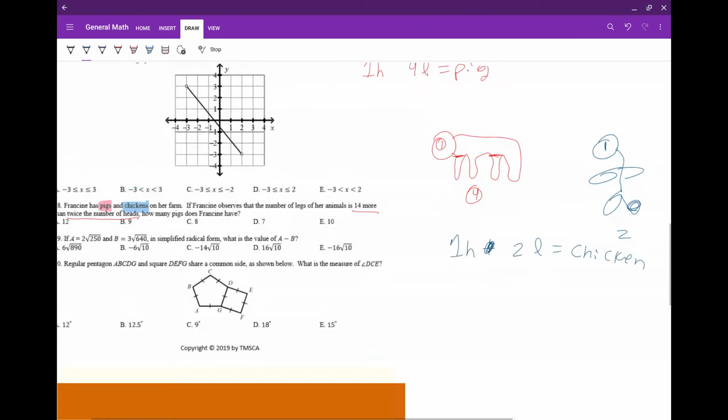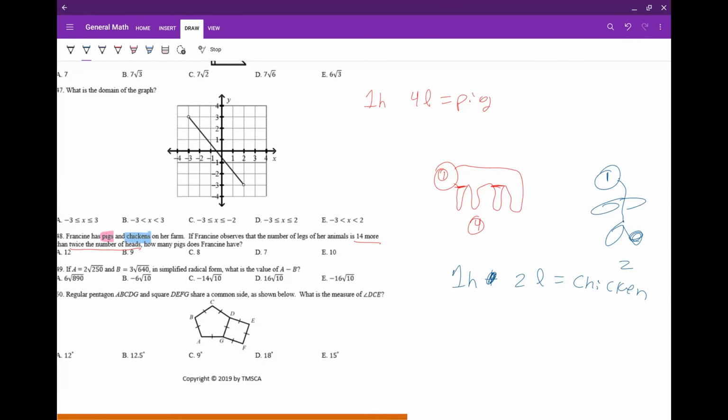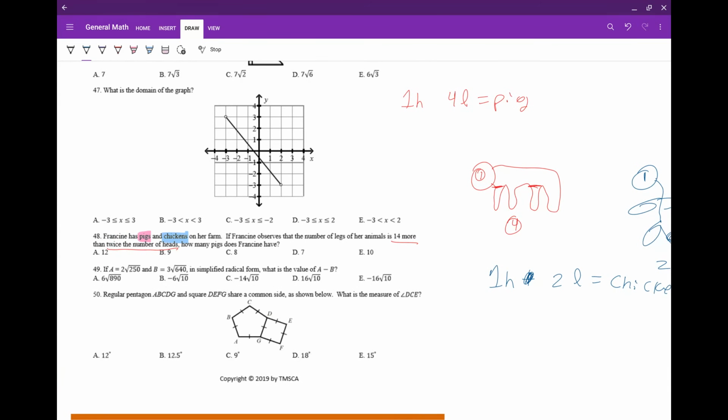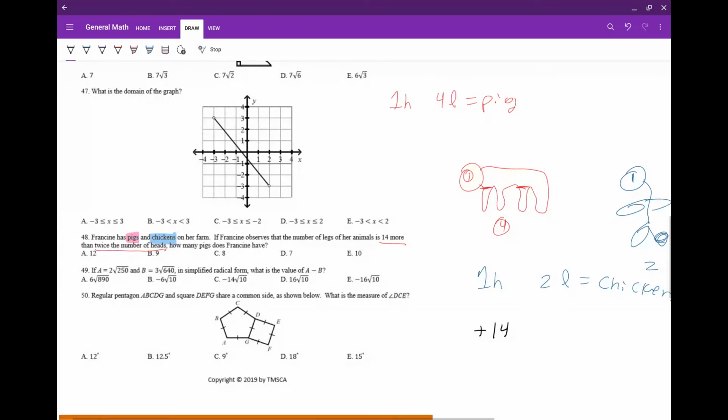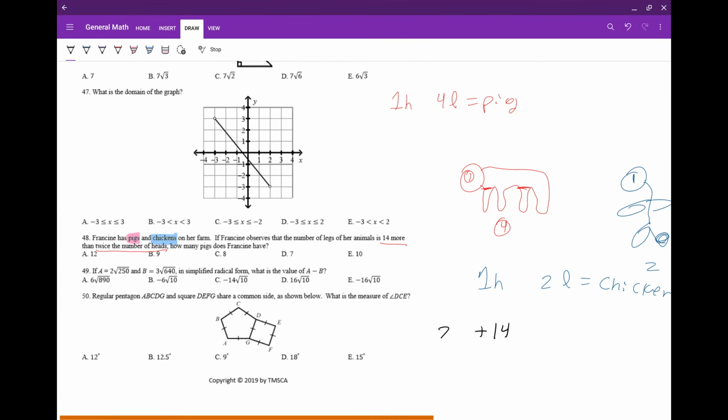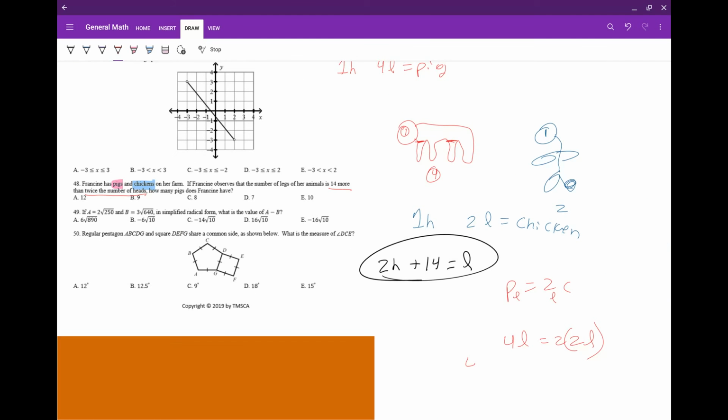Now, do you kind of see where I'm going? Basically, she knows the number of heads and legs based on the animals that she has. So how would we write this? Francine observes that the number of legs in her animals is 14 more than twice the number of heads. 2 times h plus 14 equals the number of legs.